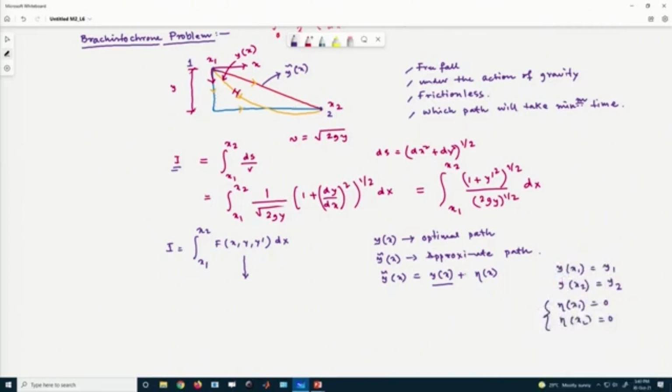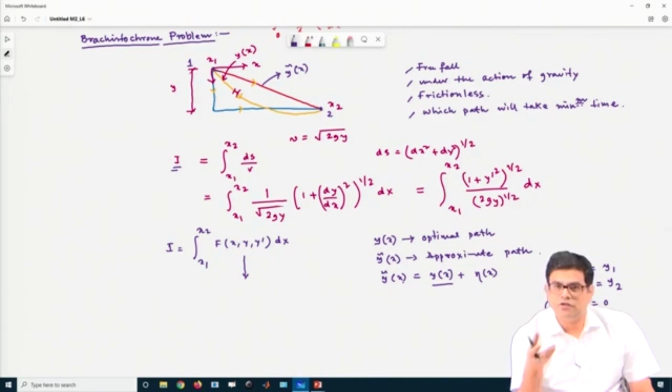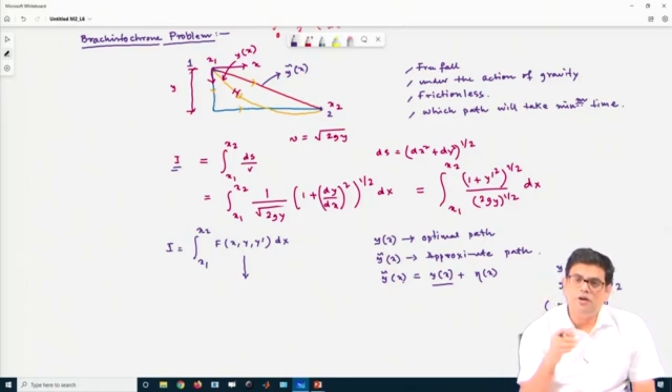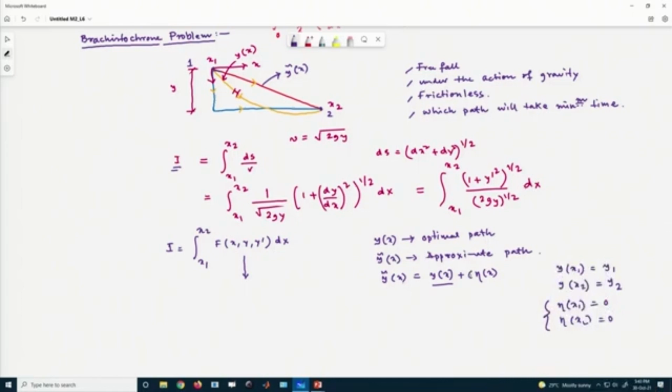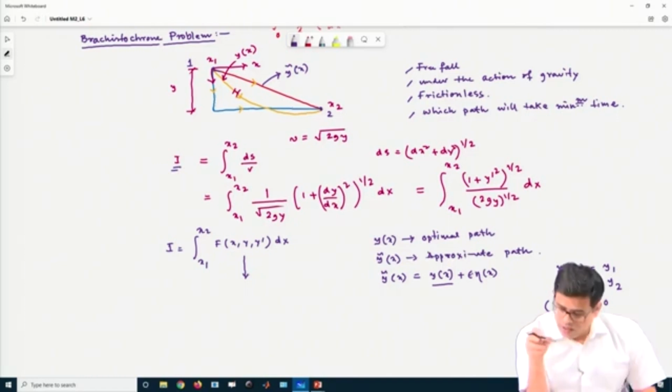Now our objective is to find out this y tilde as y. So what will be the optimal path? To do that, we need to do the minimization, obviously, and to convert this functional minimization to a scalar minimization, let us multiply with a small epsilon, the scalar quantity epsilon.